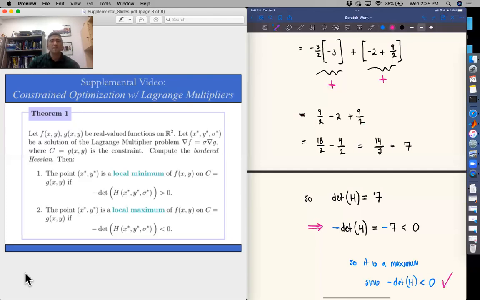Those are the general steps for doing a Lagrange multiplier problem in which we have 2 variables, 1 equation, 1 constraint, and we go through actually showing that something is a max or a min.